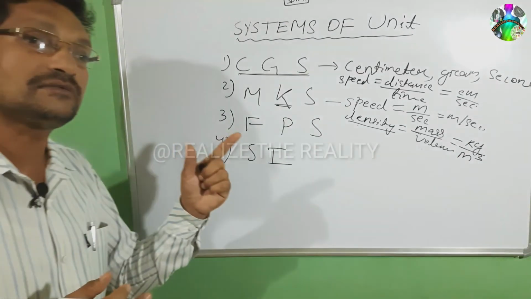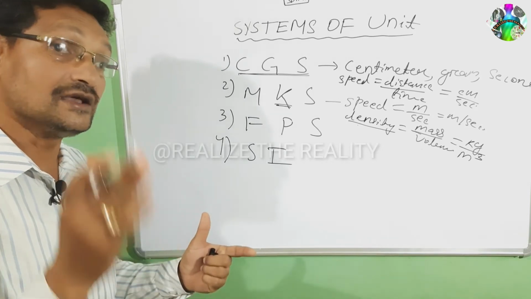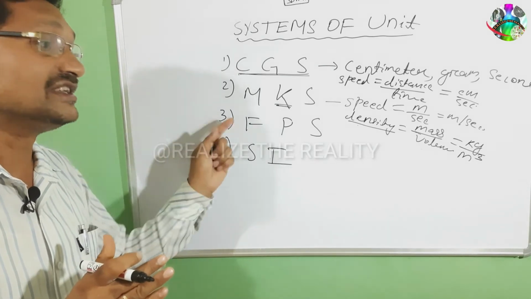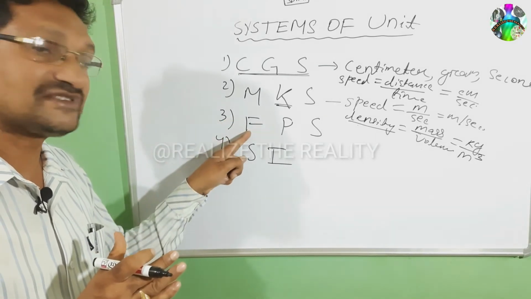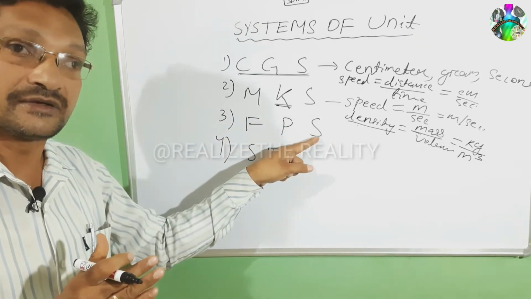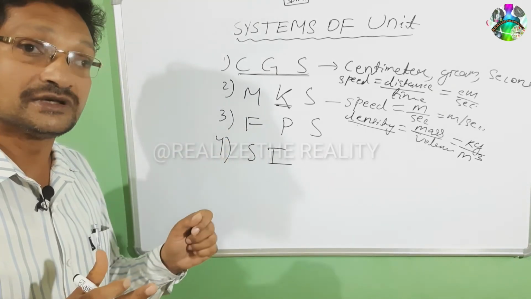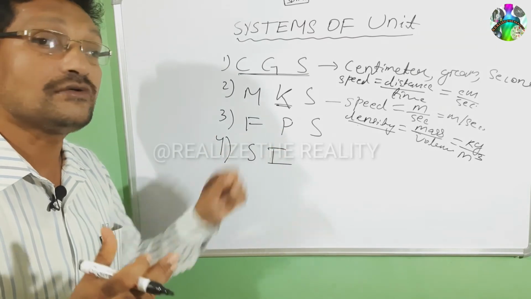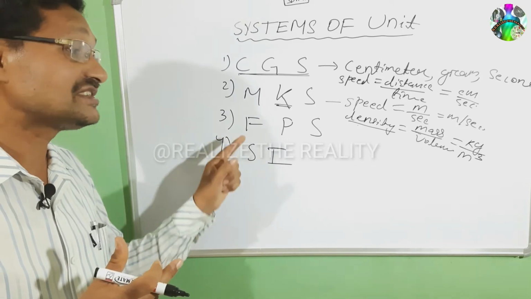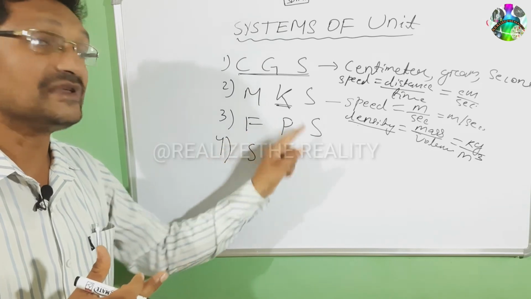Another system is the FPS system. It is called the British system. Earlier, when we were under the rule of the British, they used to use this system. Here, P stands for pound, F stands for foot, S stands for second. Sometimes you can say the length of this room is 50 feet. The mass of this bread is 10 pound. The time is in second. So when we express distance in foot, mass in pound, and time in second, we can say the FPS system.